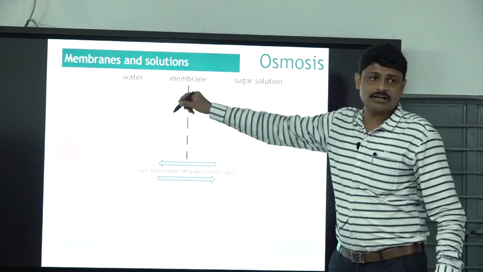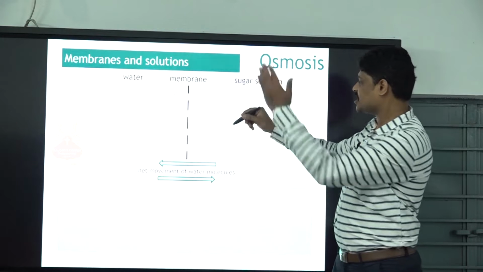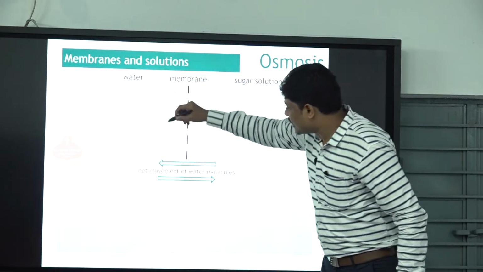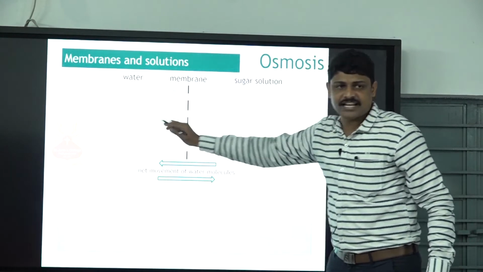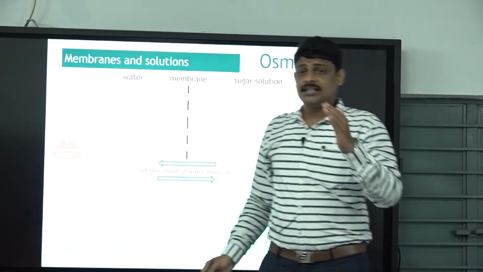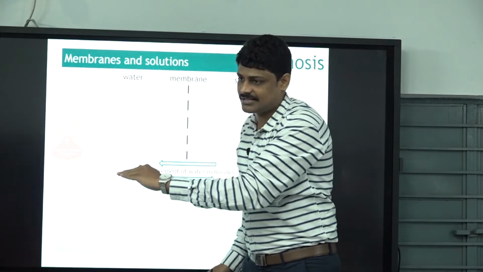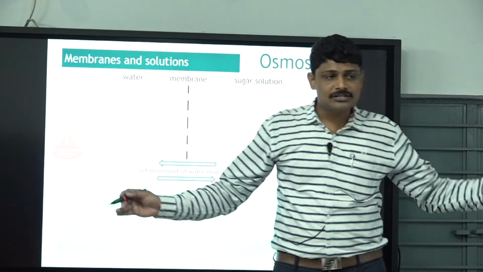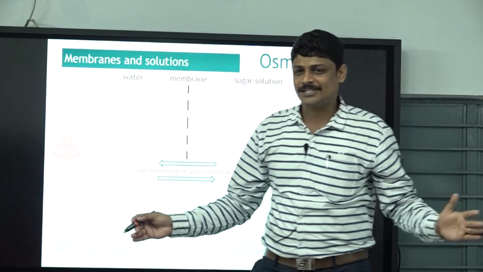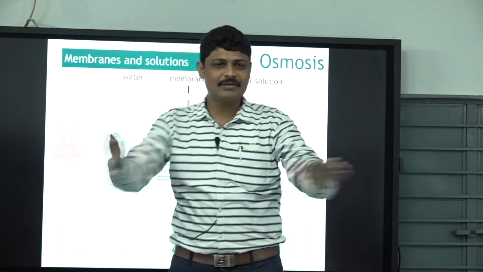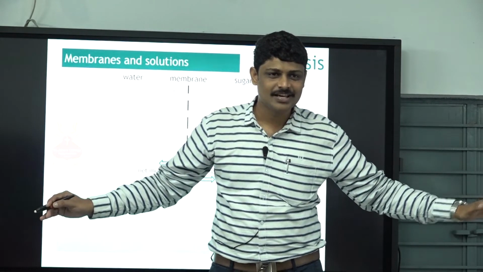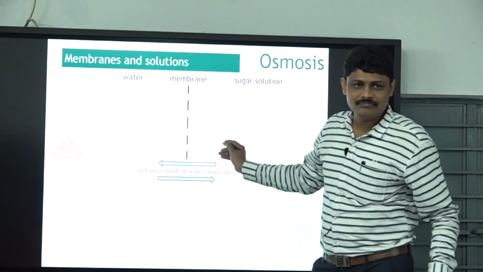To balance the concentration, they send the water molecules from the left side to the right side. That is from the high solvent concentration side to the low solvent concentration side. How long would they send this? How long is it possible for them to send? Until they become equal. Until the concentration becomes equal.